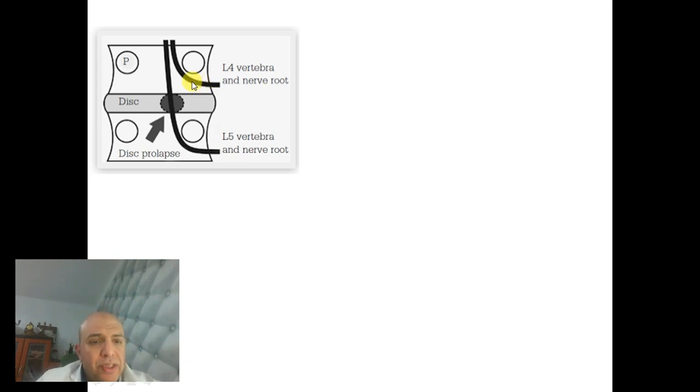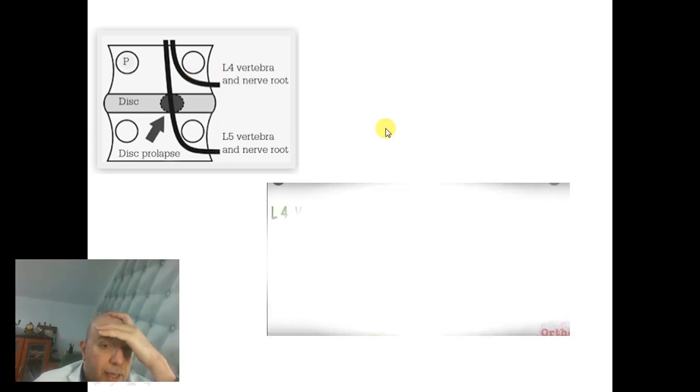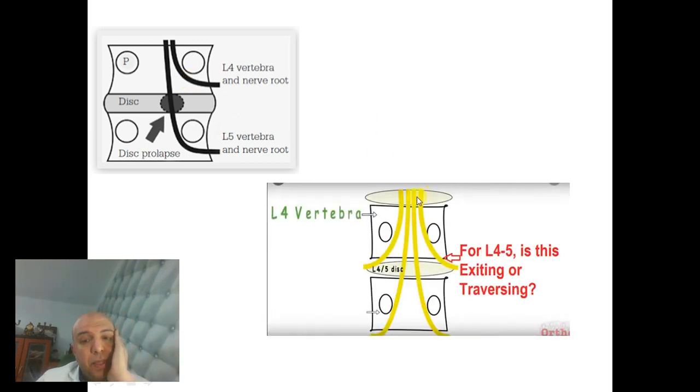So each root can be exiting and traversing: exiting at the same level, below the same pedicle, and traversing to the level below. Again, the spinal cord is inside. This is a root, and this is a root. This is exiting for this level and traversing for the level above.